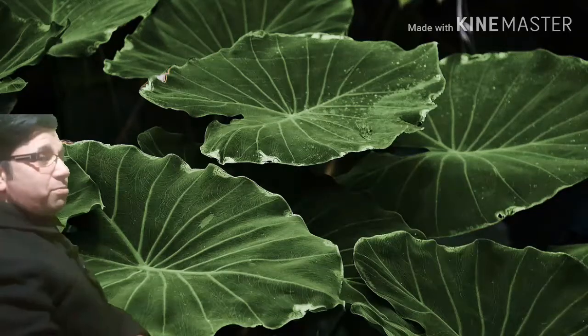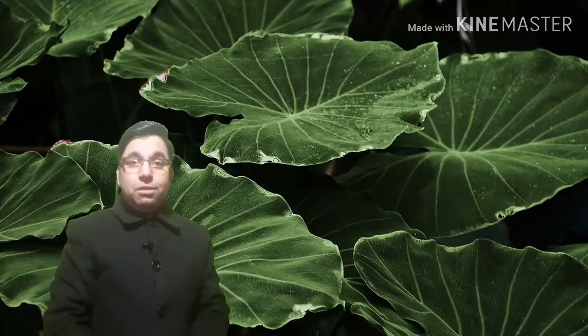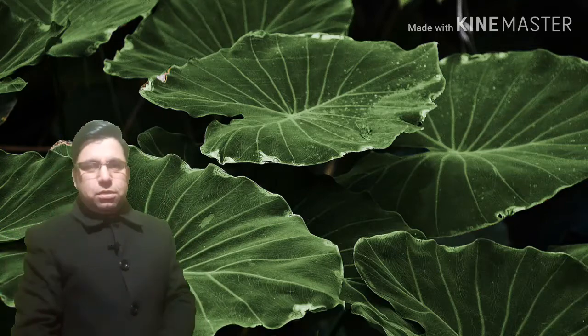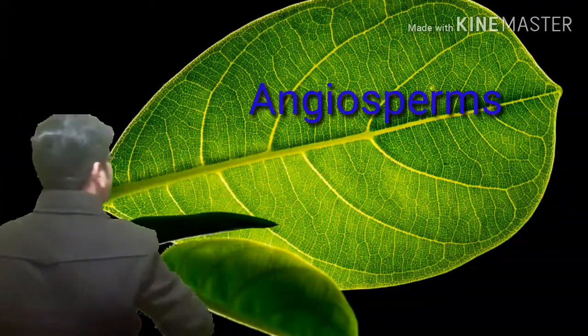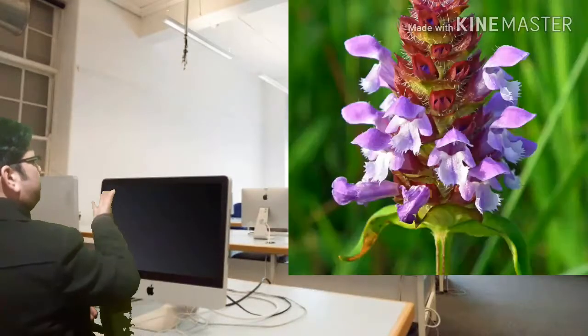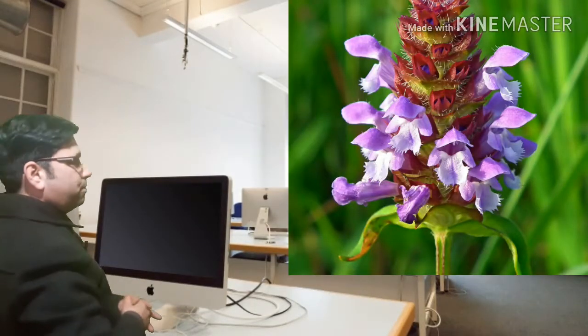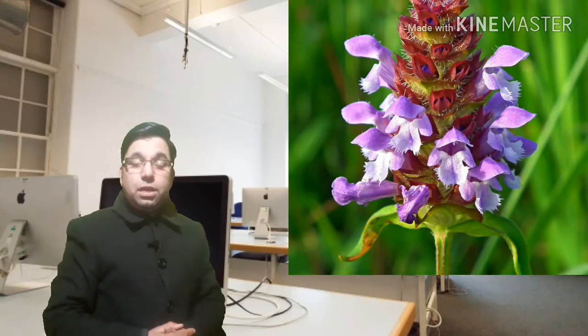Now, angiosperms are basically flowering plants. These are flowering plants, so we have a lot of flowers on them. The leaf, in case of angiosperms, takes part in different activities.